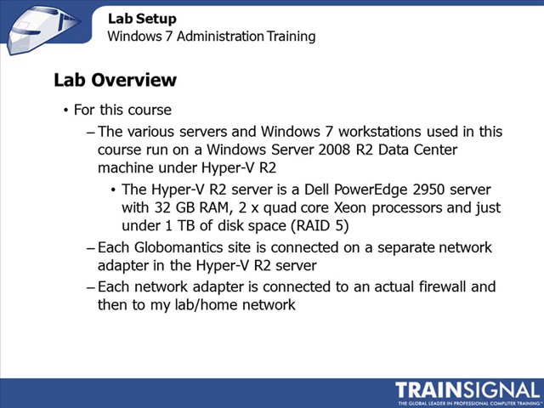If you can't, a single quad-core processor will likely be fine, and a little less RAM is fine as well. If you can even get 8 or 16 gigabytes of RAM, you should be just fine. You'll have to allocate a little less RAM to the virtual machines, but you will be able to follow along. And you also don't need a terabyte of disk space. This server just happens to have that much. I would estimate you would need 100 to 200 gigs of space at most. Now, each Global Mantix site is connected on a separate network adapter in the Hyper-V R2 server.